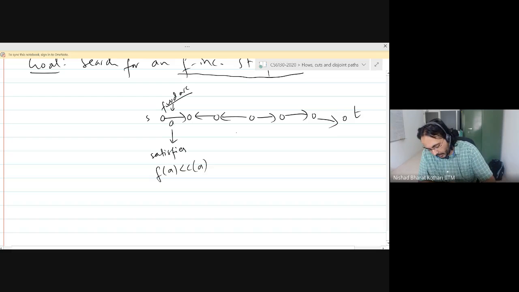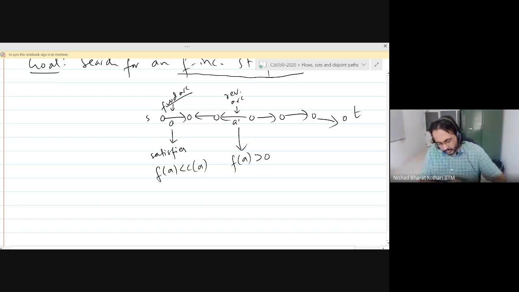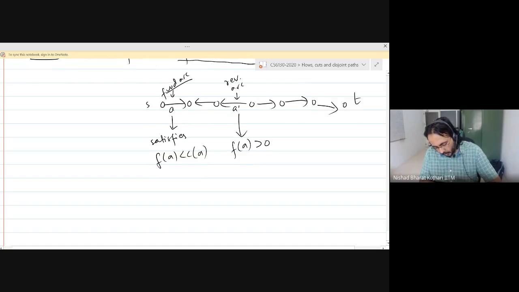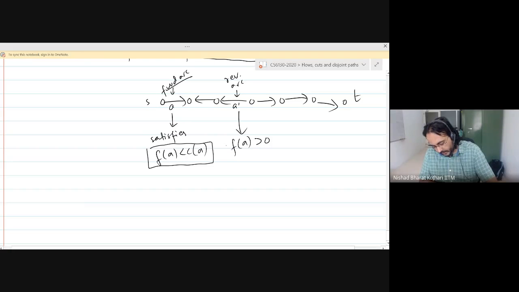And can you also tell me what the reverse arcs have to satisfy? So this is a reverse arc. And what does a reverse arc have to satisfy? Greater than 0. Okay. Thank you. Good. So everybody remembers this, right? We need the forward arc to satisfy this condition, and we need the reverse arc to satisfy this condition. So these are the two types of arcs that we are interested in.